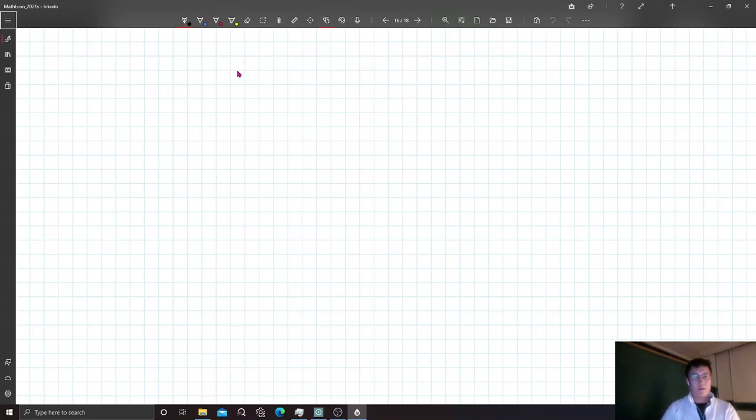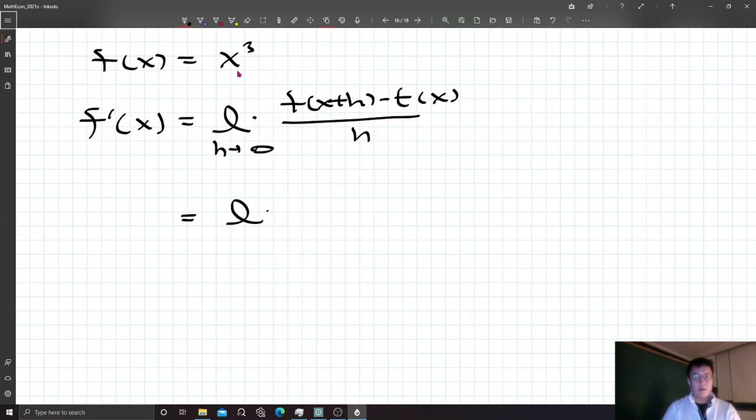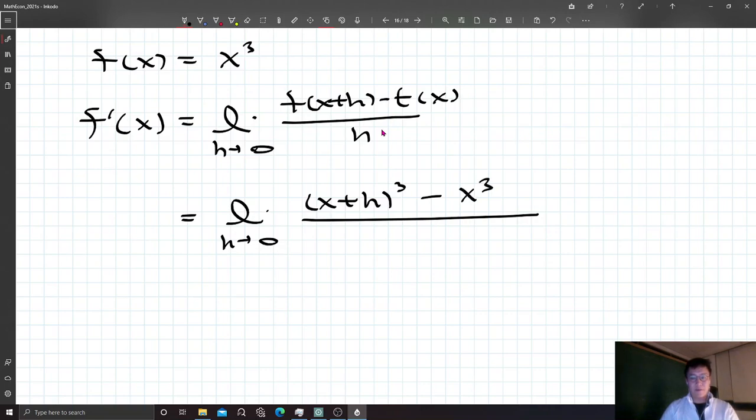All right, so we have a function f of x given by x cubed. Now I'm looking for f prime. That is the limit of the rate of change as h goes to 0. Okay? And because f is given by x cubed, we have f of x plus h cubed, minus f of x cubed. Okay?